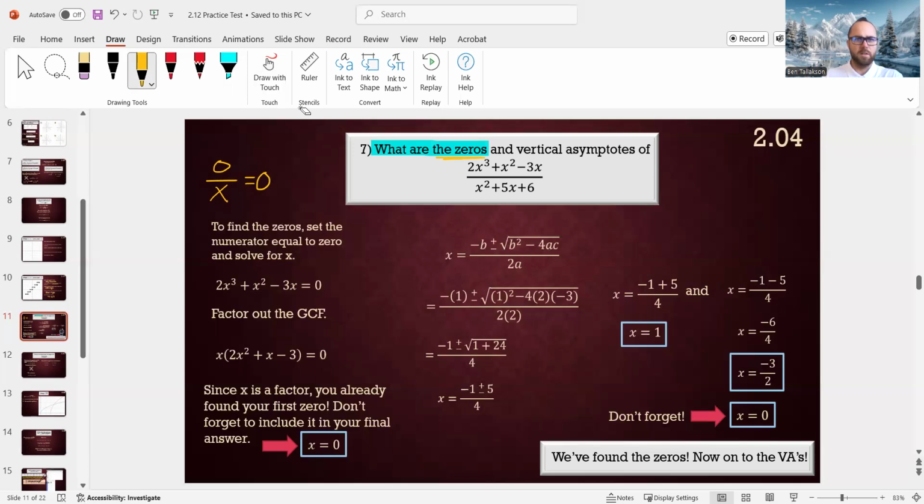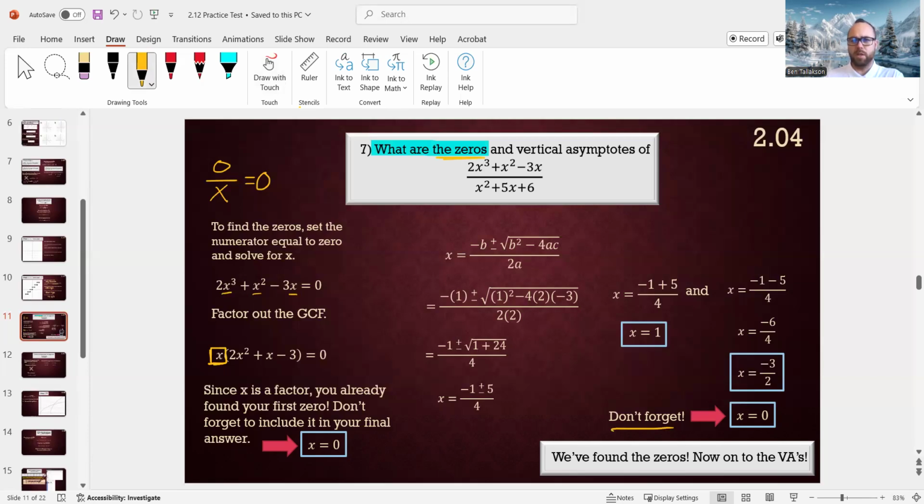So we take the numerator, set it equal to 0, and hopefully you notice that you have x's in all three terms. So we want to factor that out, because remember, to find zeros, we need to fully factor this, and then set each factor equal to 0 and solve for x. Now, we have factored out x already. So that is a factor, and when we set that equal to 0, there's no more work that needs to be done. So we've actually already found one of the three.